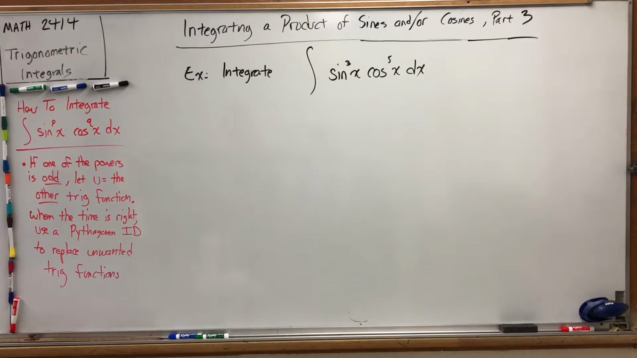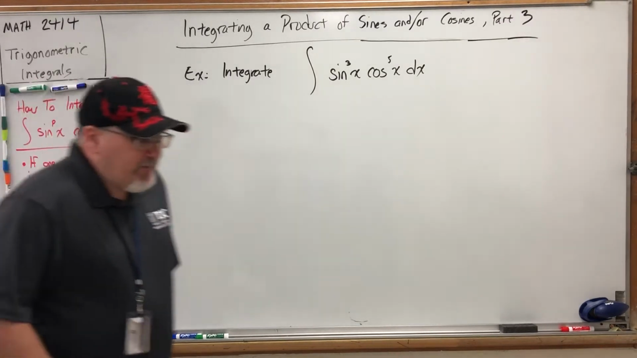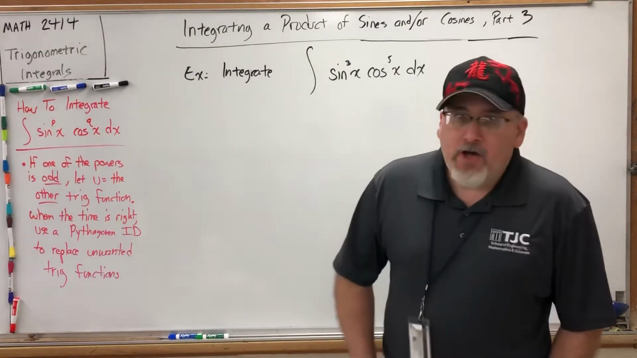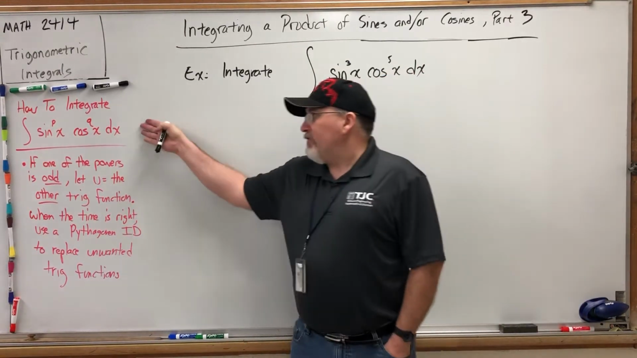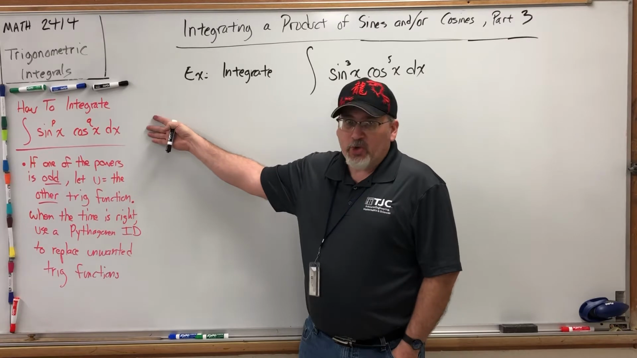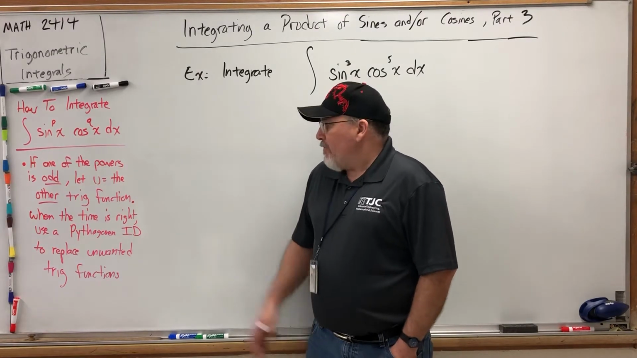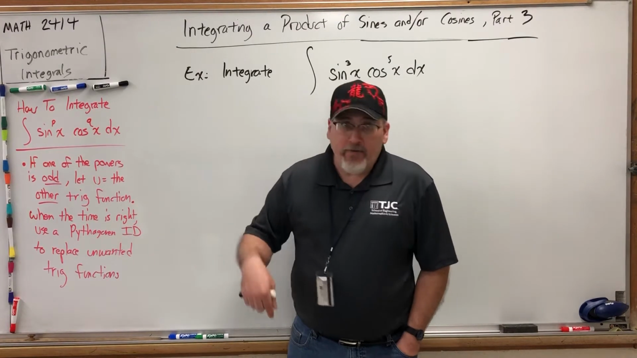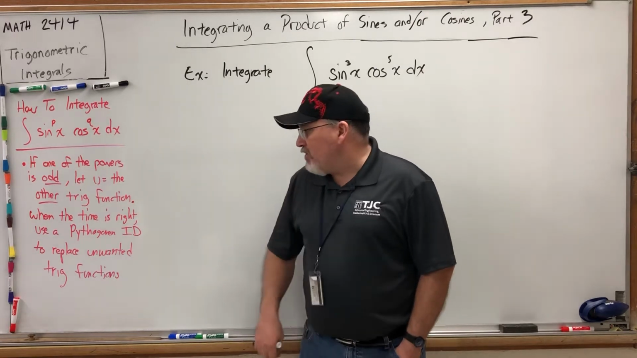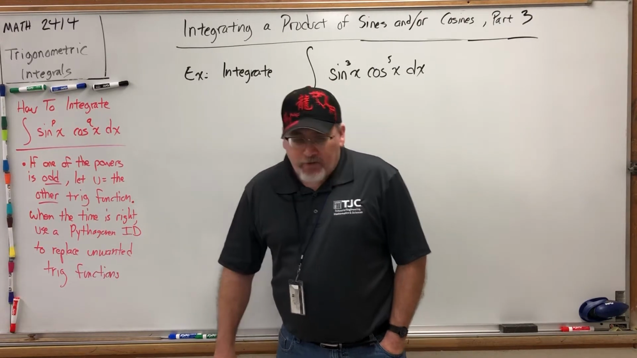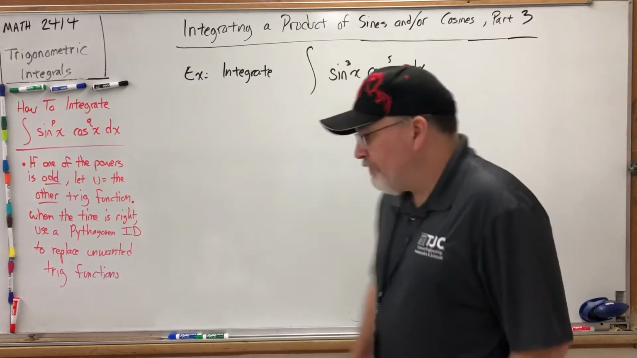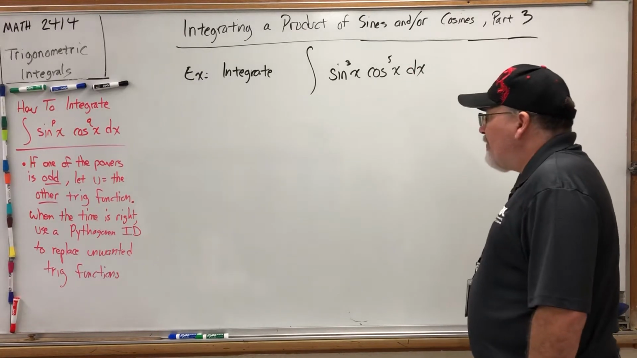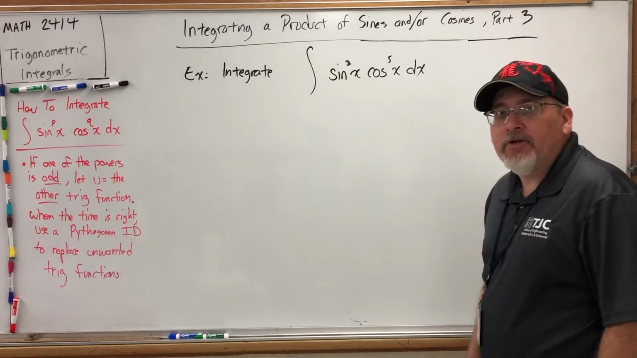Math 2414, trigonometric integrals, integrating a product of sines and/or cosines, part 3. At the end of the last video, well, during the last video, we built this technique that says if you're integrating a product of sines and cosines, and one of the powers is odd, you let u equal the other trig function, and when the time is right, you use a Pythagorean identity to replace the unwanted trig functions. But what happens if both of the powers are odd?